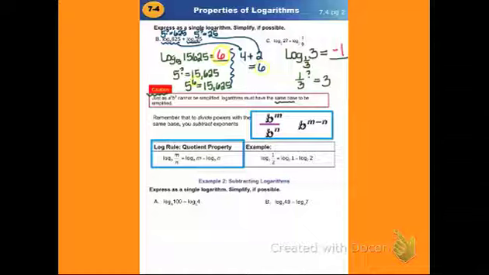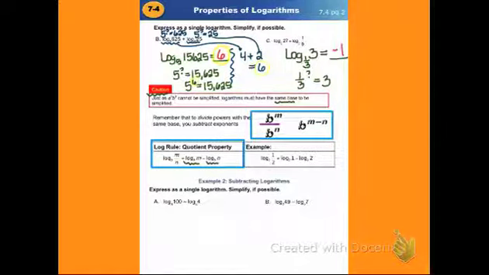So the related log rule is called the quotient property. If you are subtracting two logs with the same base, you can combine them into a single logarithm by dividing the results, the m and the n. So if you are subtracting two logs of the same base, you can combine them and make them a single log by simply dividing the two results, m divided by n.